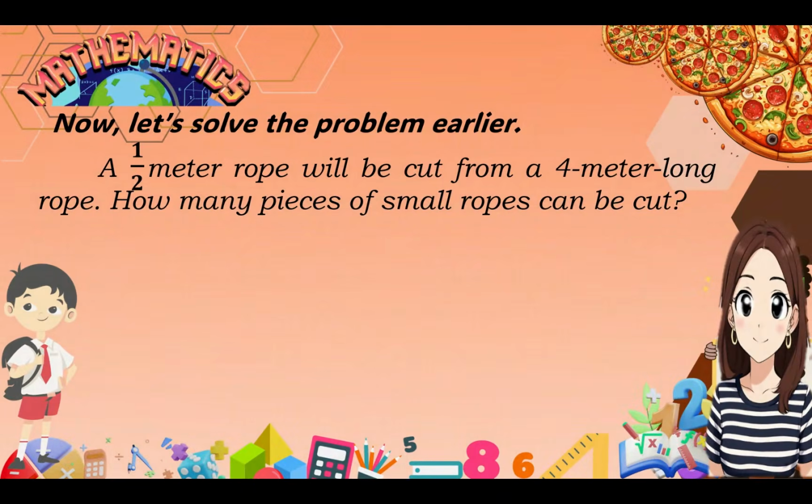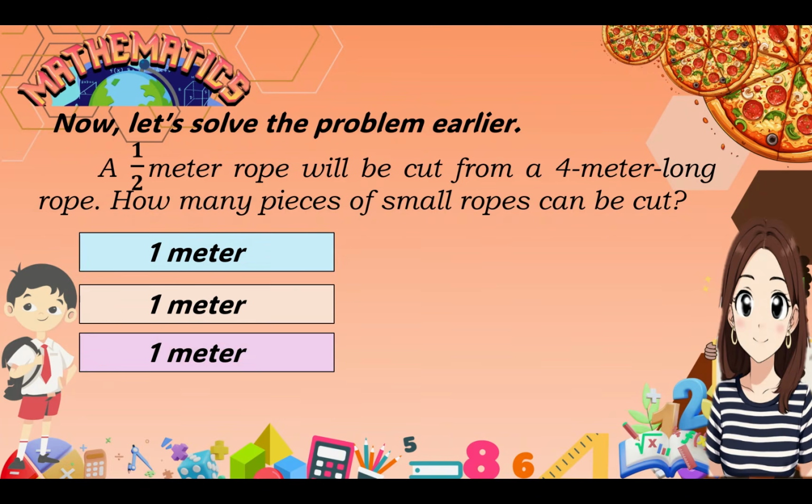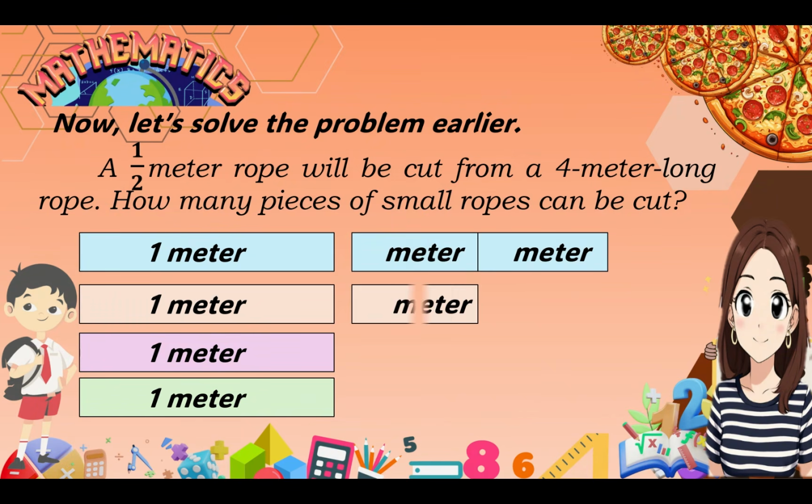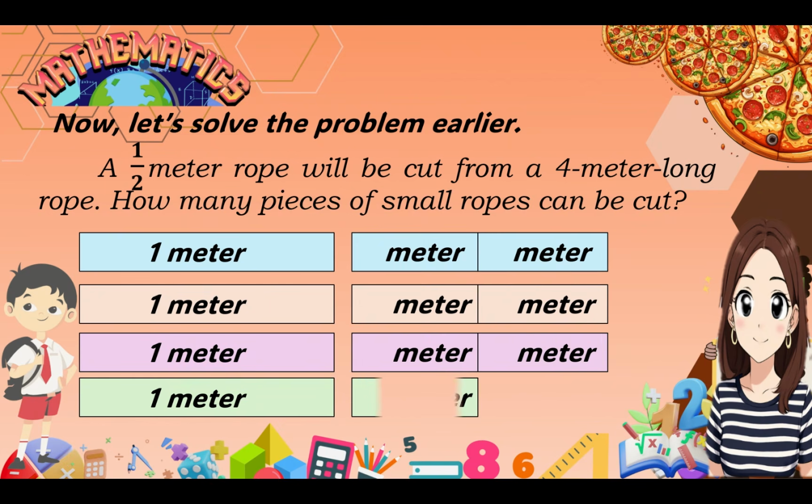Now let's continue with the problem. Let's solve the problem earlier. A 1/2 meter rope will be cut from a 4 meter long rope. How many pieces of small ropes can be cut? So there are 4 meter long rope. If we are going to divide that into 1/2, okay.